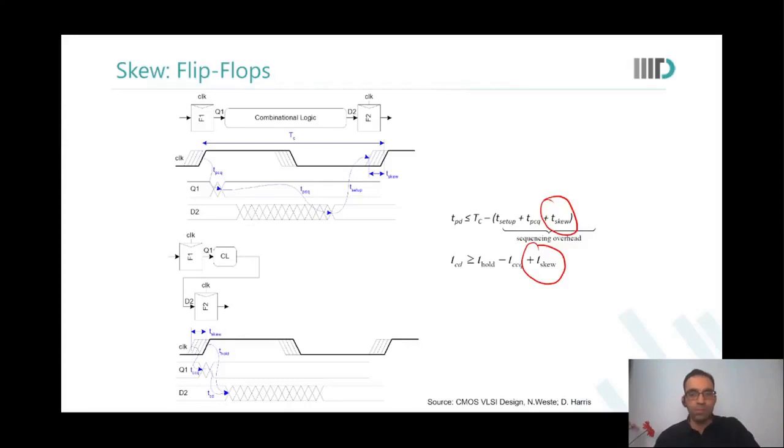Sir, upper one is negative skew and lower one is positive skew, right? In both the cases, we have said that skew is positive. As of now, in this particular equation, we are keeping skew as positive. If the skew is negative, the value of t skew will come out negative automatically. Okay. If you don't take that sign, then we'll have to.